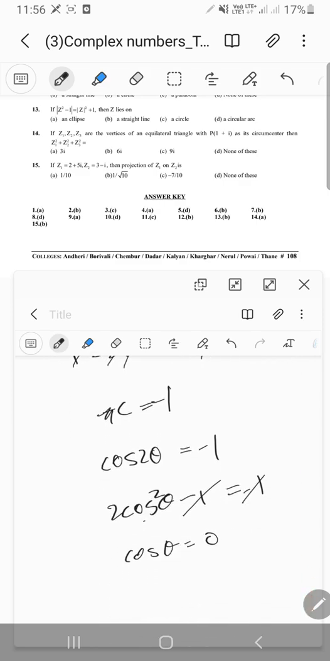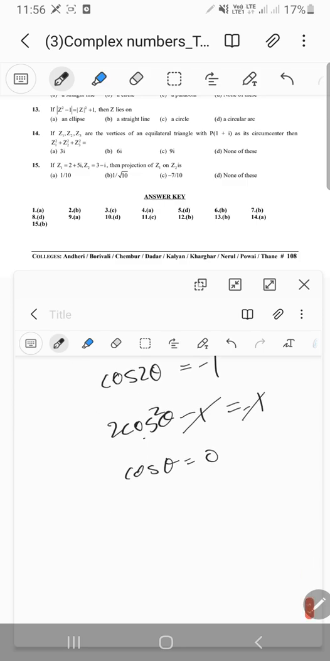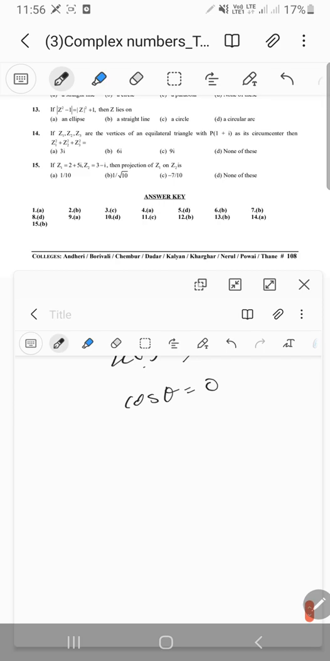Cosine theta equals 0. Wow, okay. The i theta term is either i or 0 or something like that, which basically means it's going to be a line. Yeah, it's just a line. It's a straight line, huh?